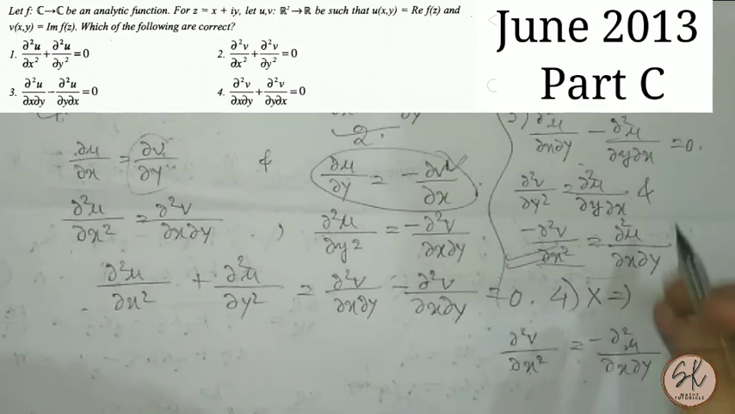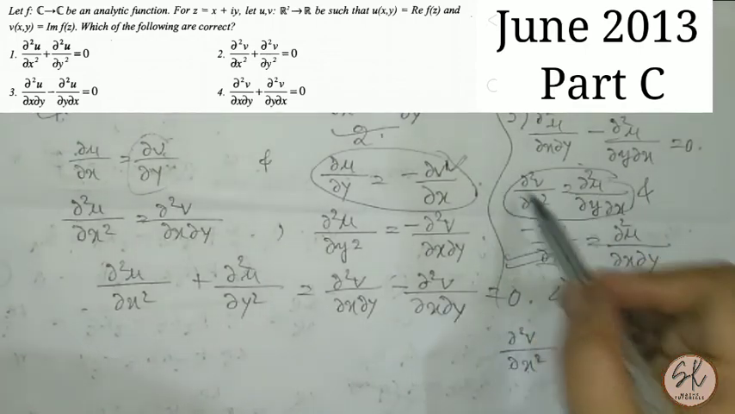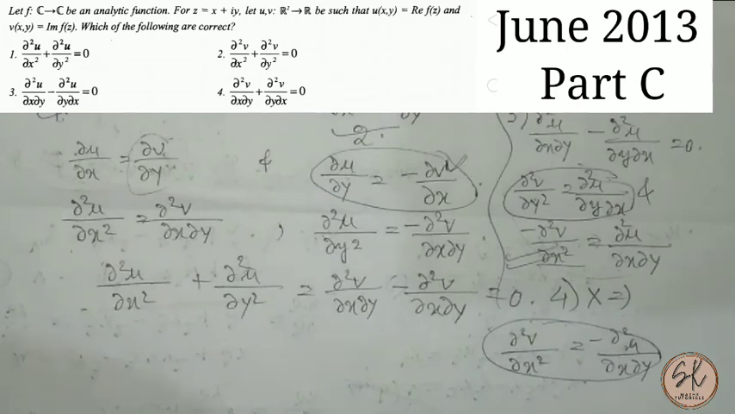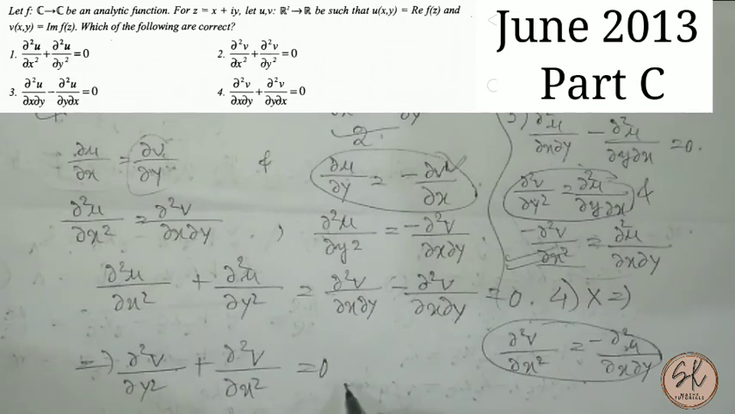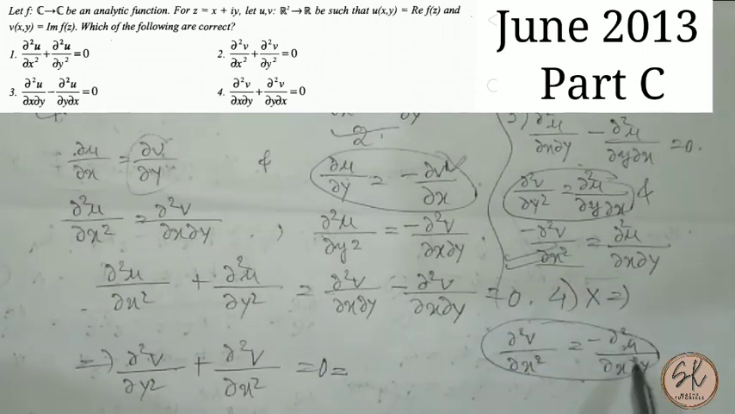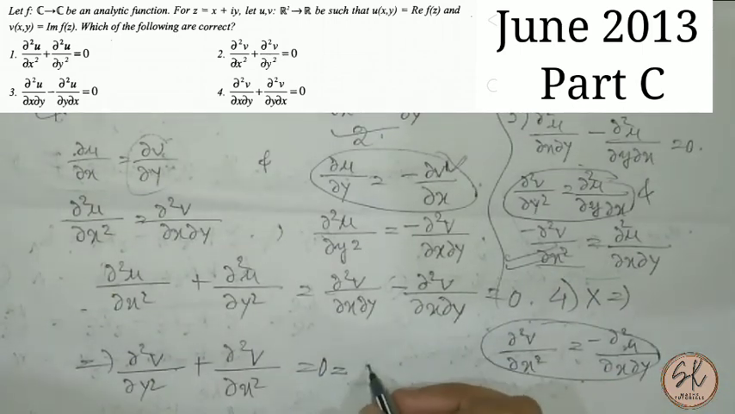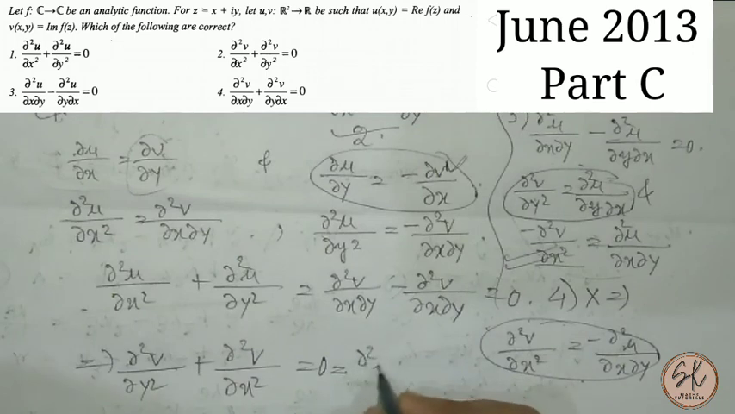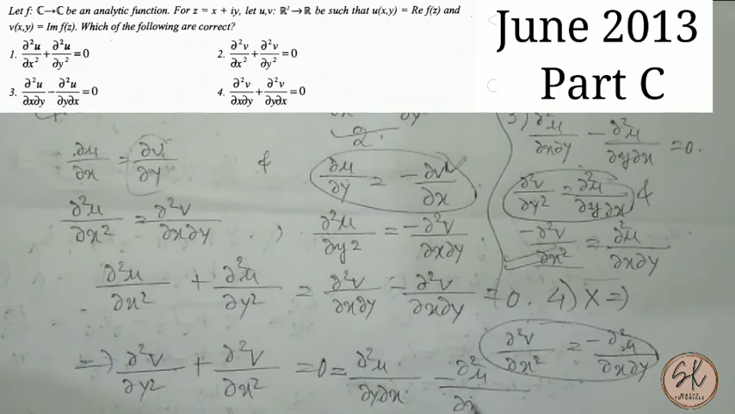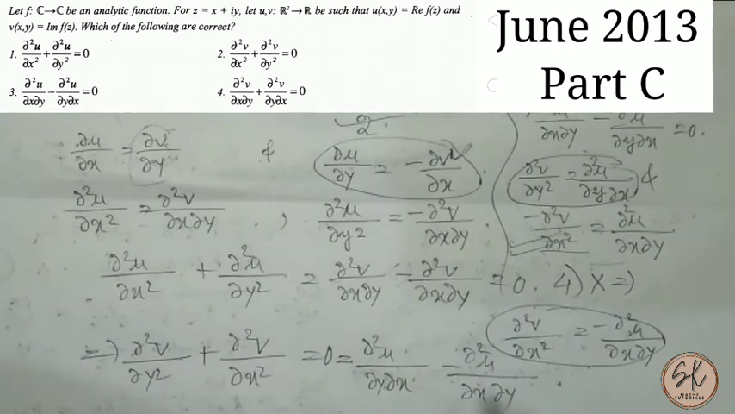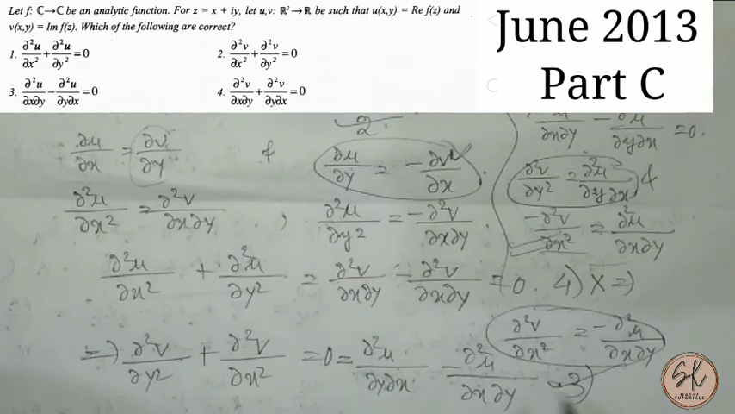Okay, now adding this and this will give us what? Let us see, del square v by del y square plus del square v by del x square equals 0 because this is the Laplace equation. Okay, now this is also equal to, when its RHS is added, del square u by del y del x minus del square u by del x del y. Okay, so see, here option 3 is satisfied. Alright.